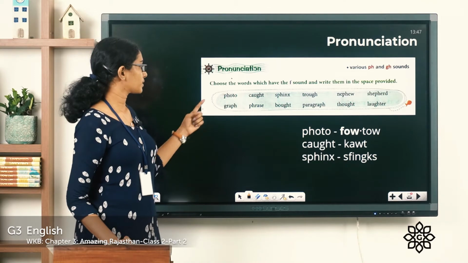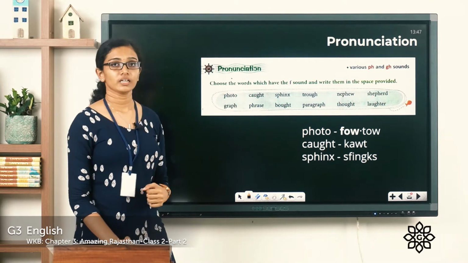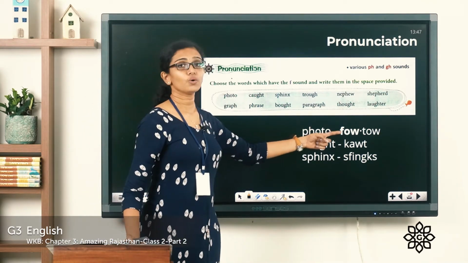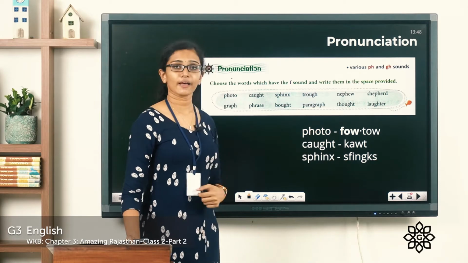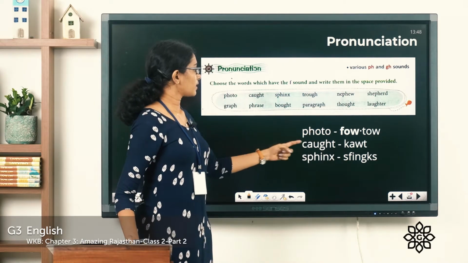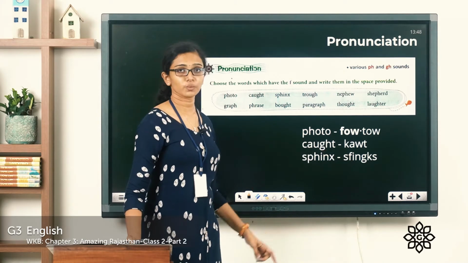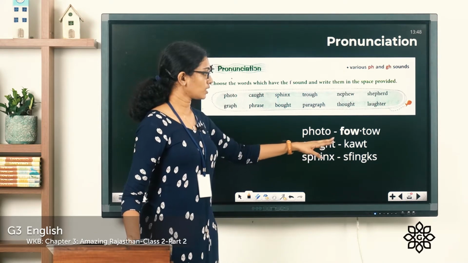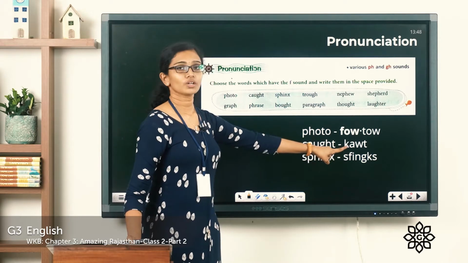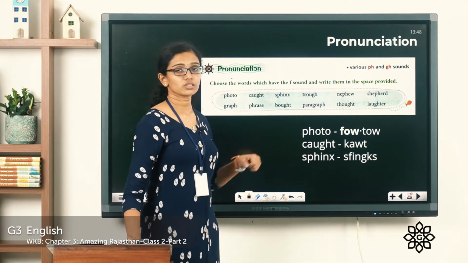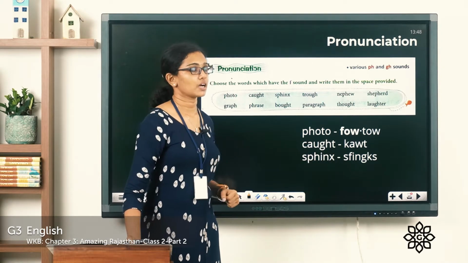The first one, how do you read this word? You read this as photo. So it has an F sound, right? What about the next word? How do you read this? These are the sounds of the words given here. The second word has the sound cot. It does not have an F sound.